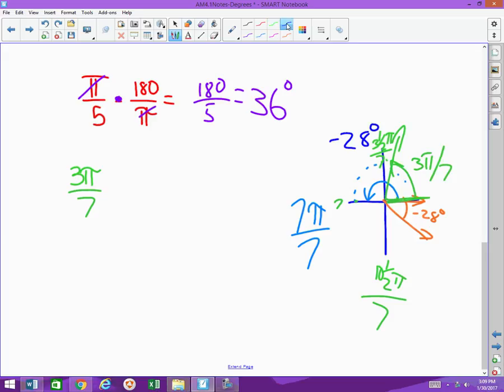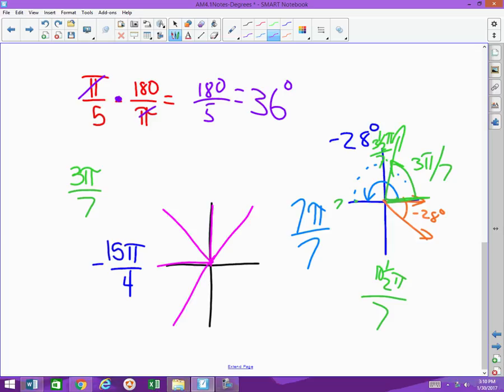Now if you have something like negative 15 pi over 4. So here's your coordinate plane. Since 4 is in your denominator, it divides this up into 4 equal things. So 1, 2, 3, 4. Same with the other side, 1, 2, 3, and 4. That's 4 equally spaced things all the way around. So if 4 is half, 8 is all the way. Then negative 15 pi over 4 would mean we have to go that direction.